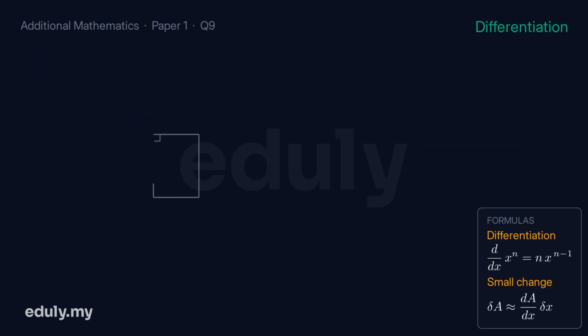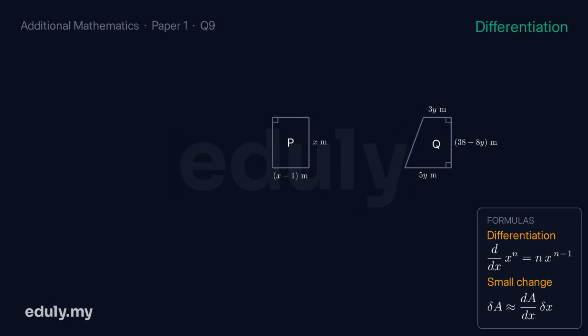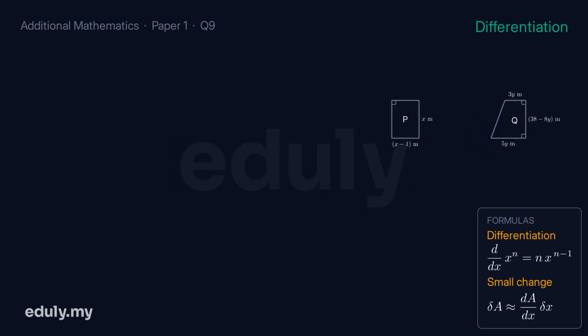Now part B. Diagram 7 shows two lots of land. Lot P is a rectangle, x meters by x minus 1 meters. Lot Q is a trapezium. The two parallel sides are 3y on top and 5y along the bottom, and the height is 38 minus 8y. Let's park the diagram on the right and work through part B.